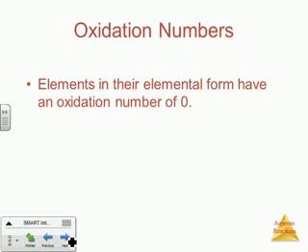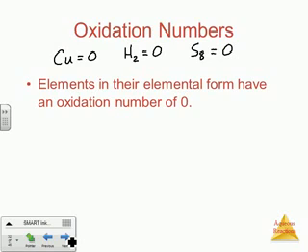So if you have an element in its elemental form, it has an oxidation number of 0. That's going to be anything like copper in its elemental form, just as it is on the periodic table. You could have something like H2, which is hydrogen's elemental form. It's diatomic, that's its typical form that you'd find in nature. That's going to have an oxidation number of 0. Or something like S8, the most common form of sulfur you're going to find in nature. So that has an oxidation number of 0. Anything in its elemental, most basic form.